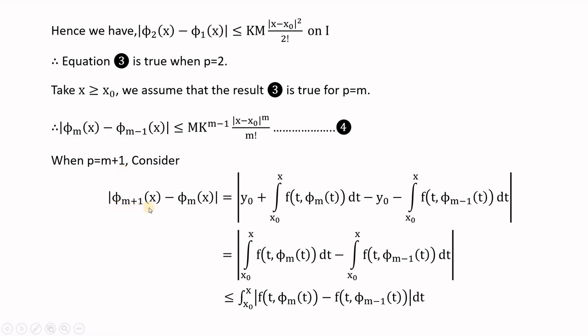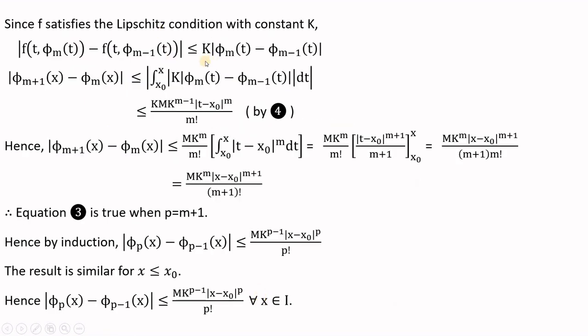So considering modulus phi m plus 1 of x minus phi m of x, putting this value, y naught will get cancelled. Modulus of integral will be less than or equal to integral of modulus, and since f satisfies the Lipschitz condition, this will become like this, and k will come out. This modulus value we have assumed already, so substituting this value, and again we will integrate. After integrating, we have to apply the limit, and then we will get this result.